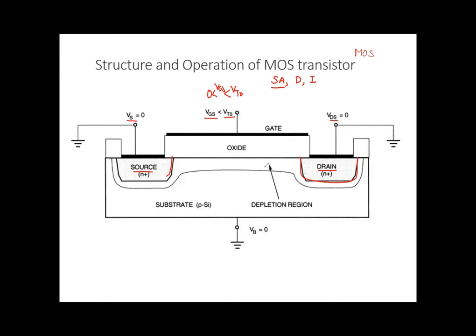Now, if we change the potential on the gate, then definitely we will notice some changes being reflected in this region. For simplicity, from now onwards, we have grounded the body, and we assume that there is no body effect, because if we apply any potential, then VT is going to be modified to VT naught plus some function of VSB. Okay, so let's move ahead.